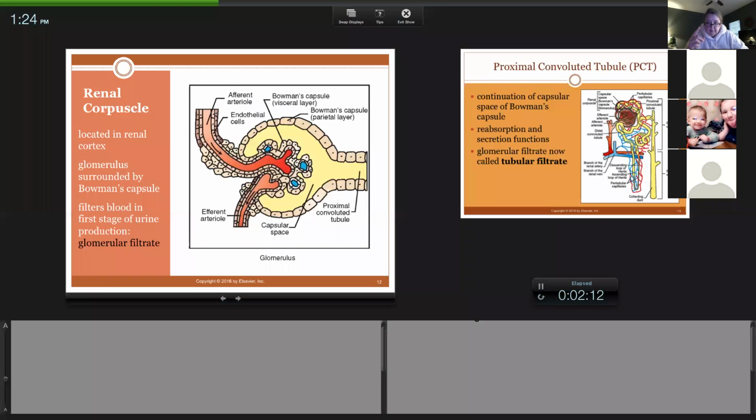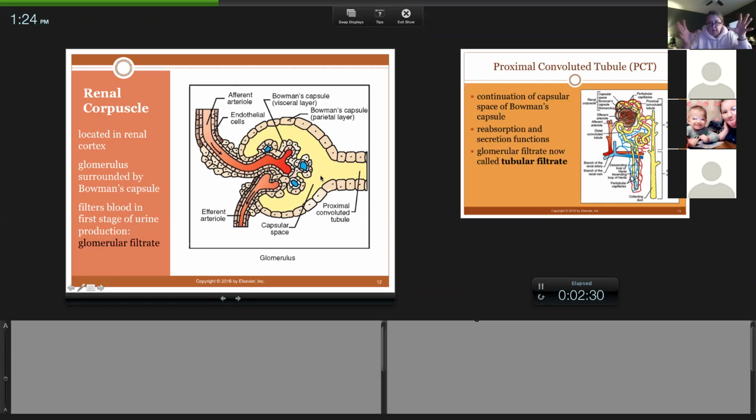Now, this is when the blood is filtered, and this is the first stage of urine production. Glomerular filtrate is eventually going to become urine. You can think yellow and urine, maybe the yellow color here. So what gets pushed out?